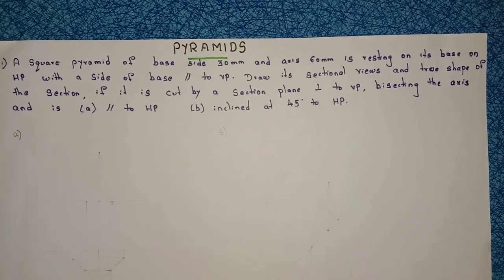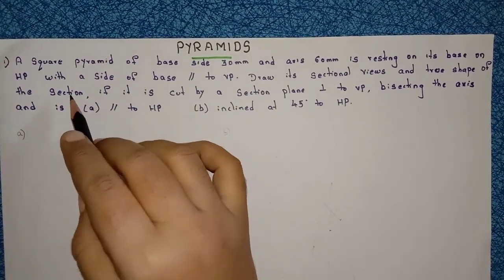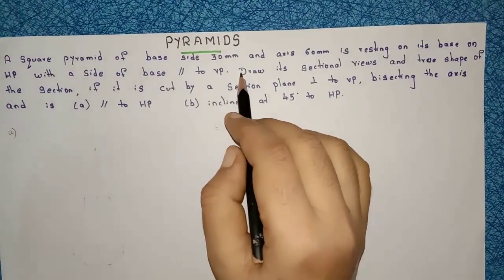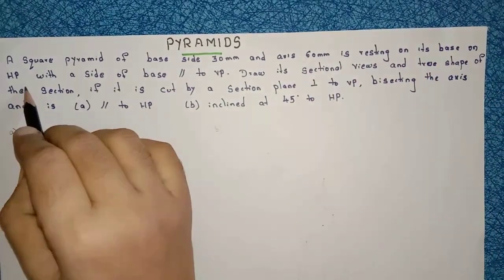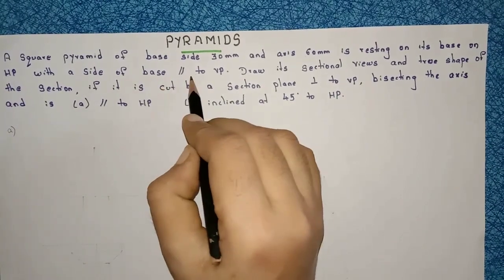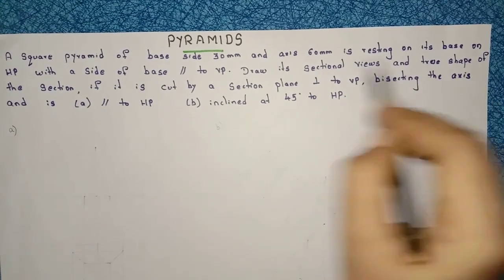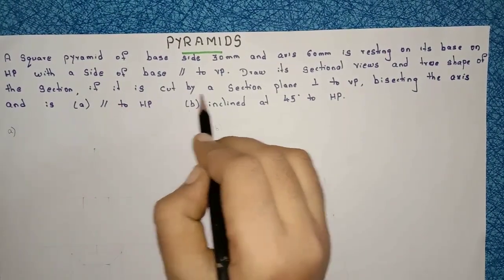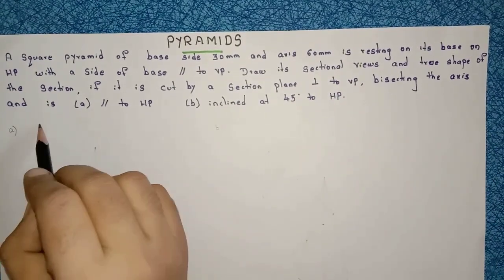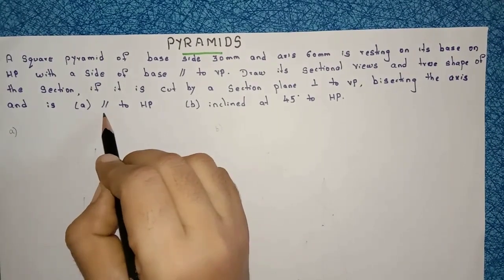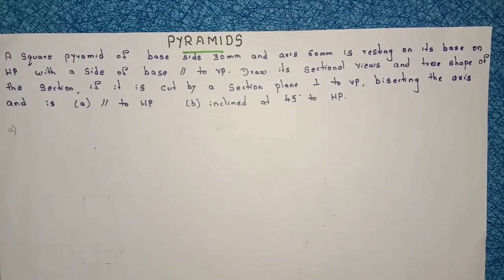So let us start the problems based on sections of solids, pyramids. This is your question number 1. A square pyramid of base side 30 mm and axis 60 mm is resting on its base on HP with a side of the base parallel to VP. Draw its sectional views and true shape of the section if it is cut by a section plane perpendicular to VP bisecting the axis and is A) parallel to HP, B) inclined at 45 degrees to HP.